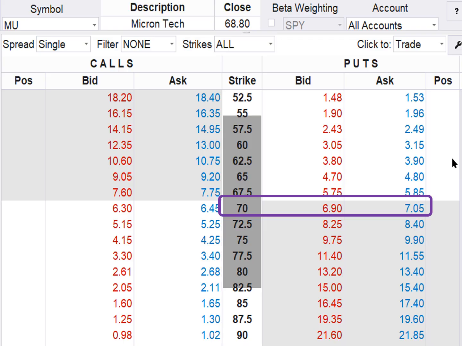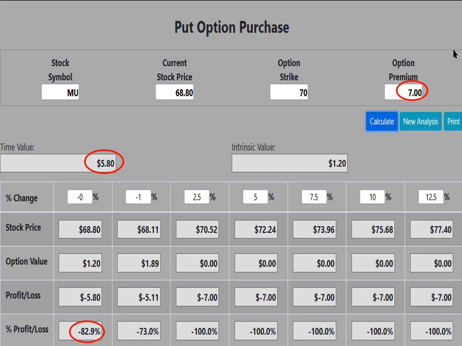Let's take a look at the profit potential for buying the 70 strike put, which is the closest strike to the current price of the stock. The bid-ask spread for the 70 put is 6.90 to 7.05. We try to enter at the midpoint, so we'll use 7 even as the buy price. Our put option calculator shows the profit potential for this put based on MU price changes at option expiration from flat to a 12.5% decrease in price.